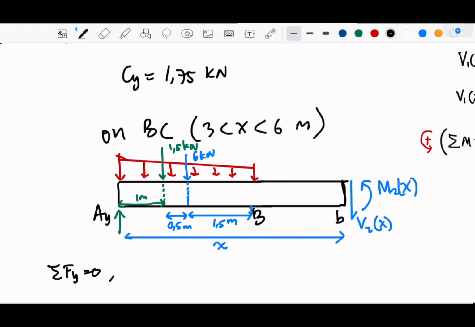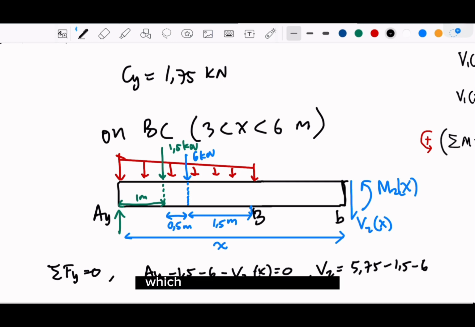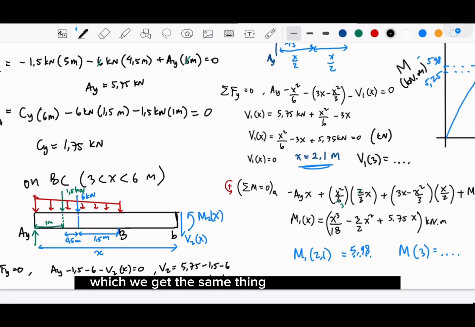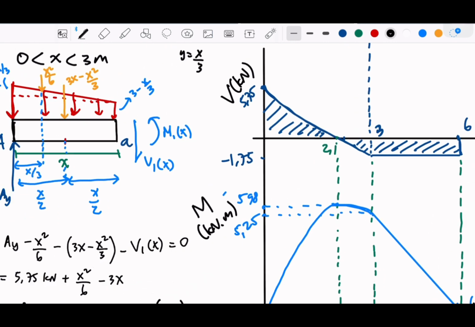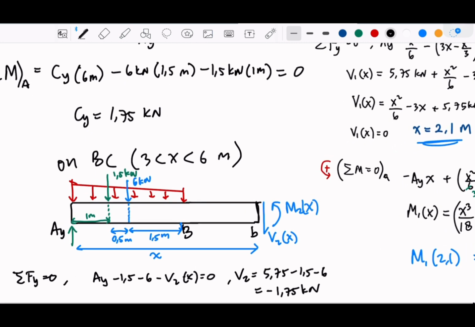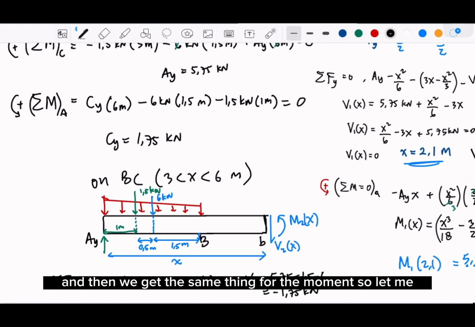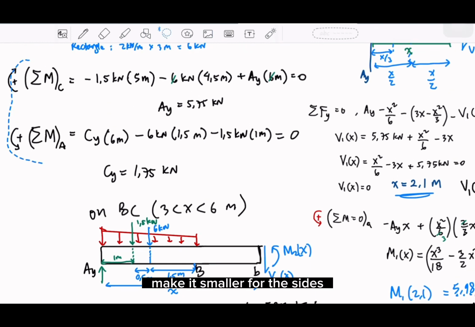So this will be Ay minus 1.5 minus 6 minus V2 equals 0, or V2 is Ay minus 1.5 minus 6, which is 1.75 kilonewton, which we get the same as from this particular number. Okay, we get the same. And then we get the same thing for the moment. So let me make it smaller for this side.